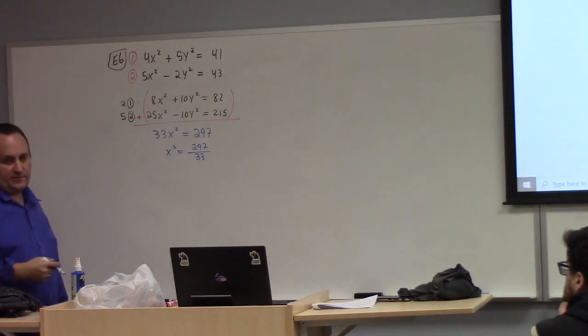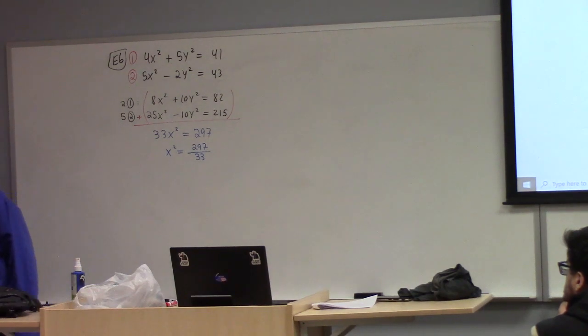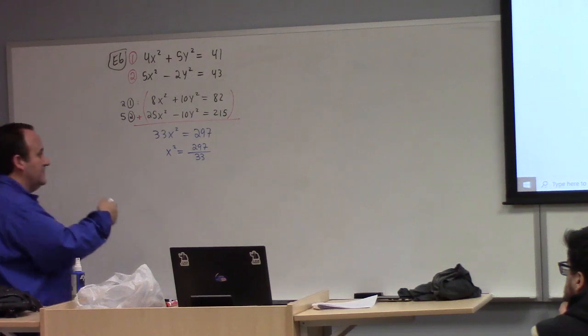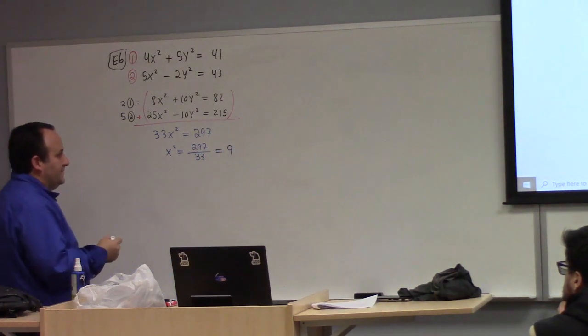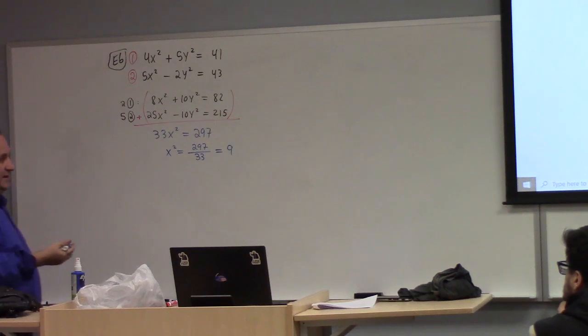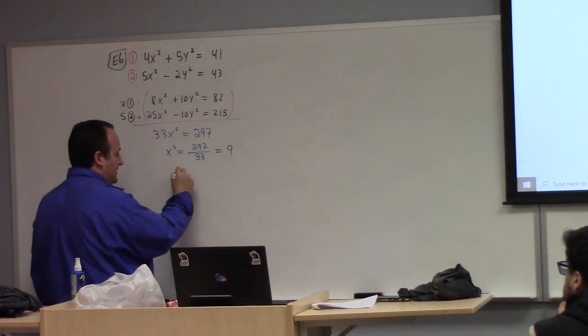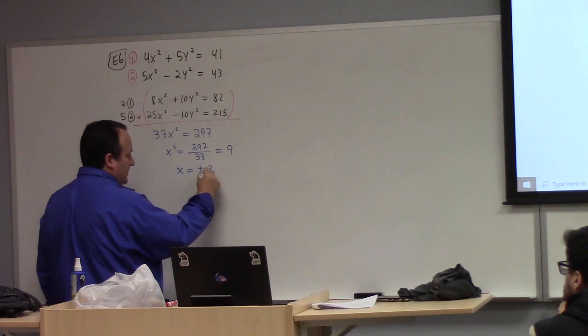But think about this, 33 times 10 is 330. 330 minus 33 is 297, therefore this is 9. Or you could use your calculator. Anyway, so that tells me that x squared is equal to 9, which tells me that x is equal to plus or minus 3.